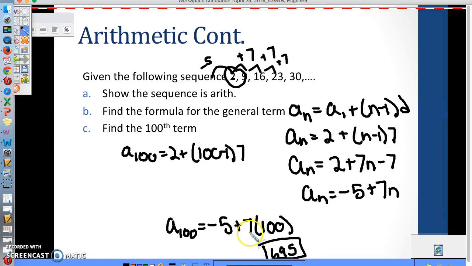Really, I didn't need the calculator for that. Looking at this one here, 7 times 100 is 700 minus 5.